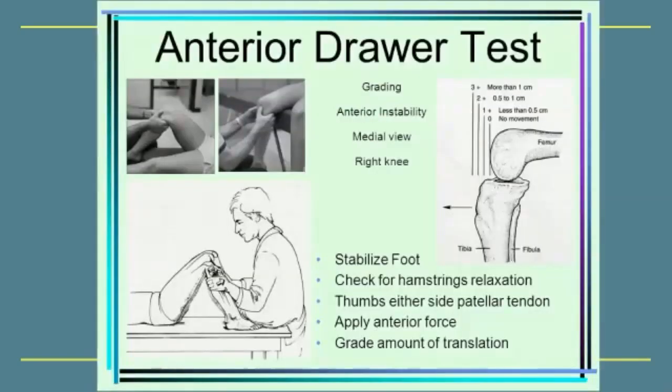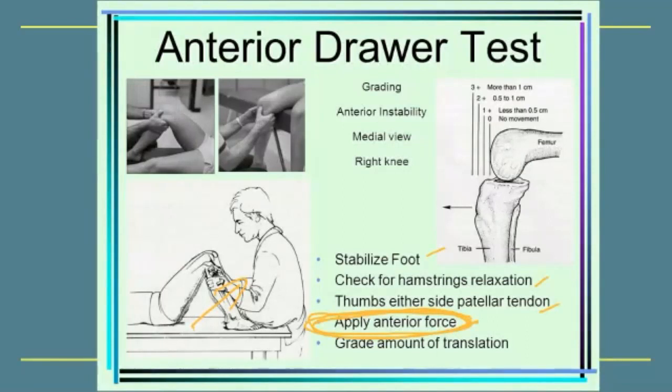So this is the anterior draw test. You passively flex the hip joint, flex the knee joint, put your hands behind the tibia and draw the tibia towards your side. Stabilize the foot, check the hamstrings for relaxation, and apply anterior force.